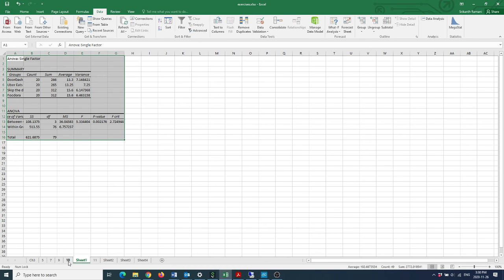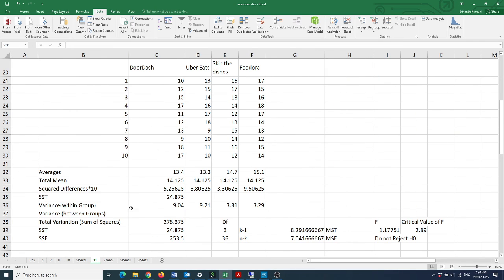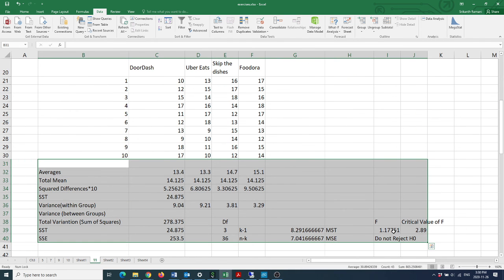But it's also important to actually know how to compute the F statistic without the use of Data Analysis. And that would help you double check your answers for certain scenarios. Okay, and that's it for this video.